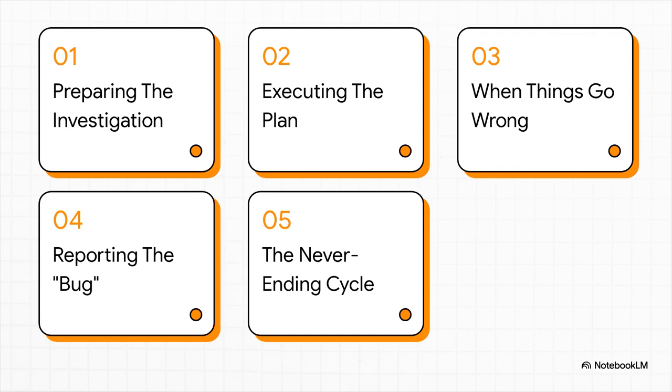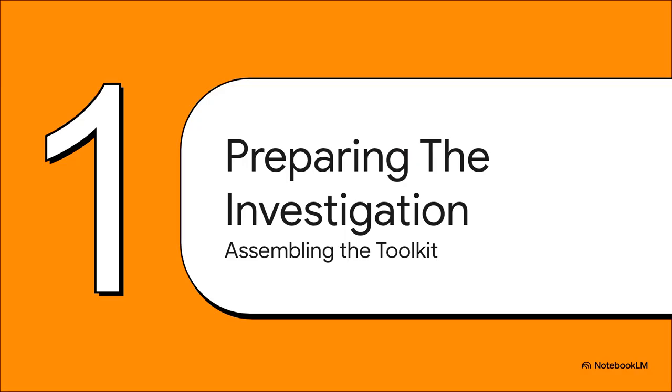So here's how our detective story is going to play out. It's a 5-part journey. We'll start with preparing the investigation, then we'll execute the plan, see what happens when things inevitably go wrong, learn how to report the bug, and finally, we'll look at the never-ending cycle of fixing it. Okay, let's dive right in.